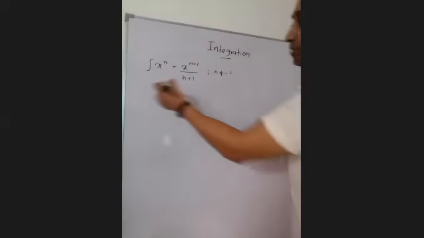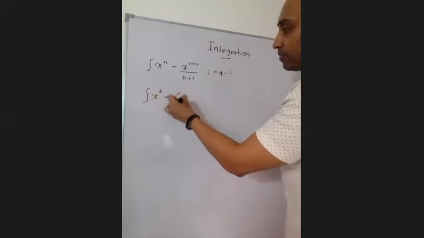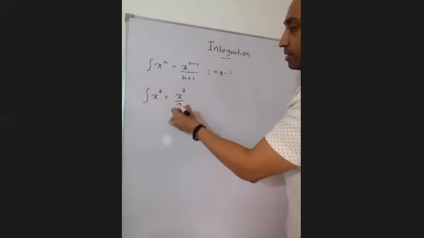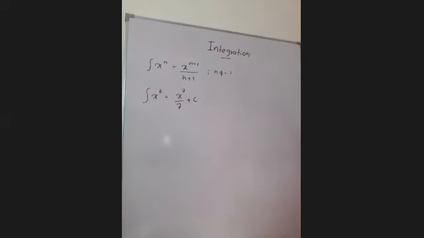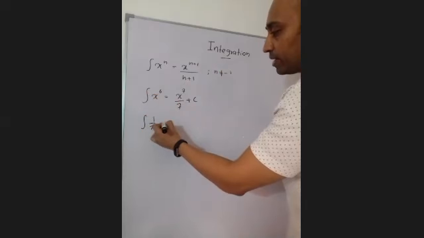This is a situation where, for example, if you integrate x to the power 6, what is the answer? x to the power 6 plus 1, that is x to the power 7 over 7. It's not a problem. But if you want to integrate 1 over x, what is that answer?